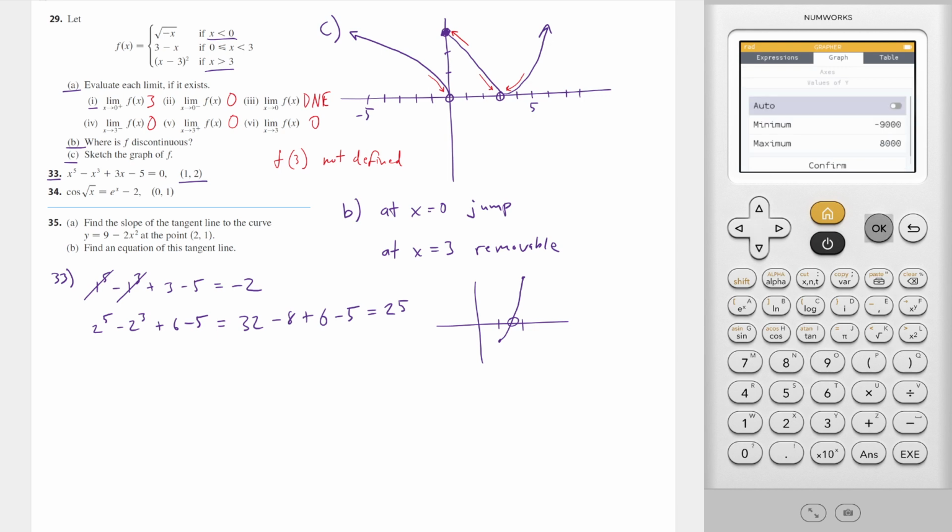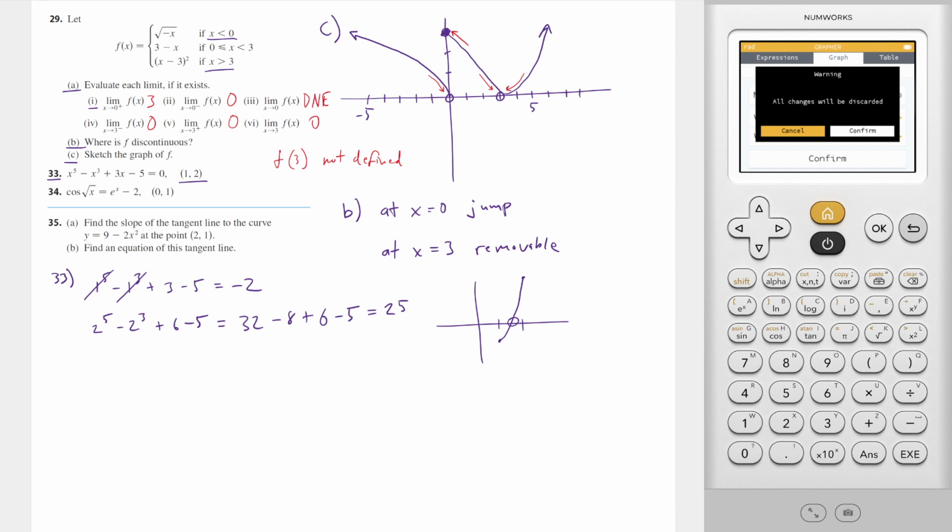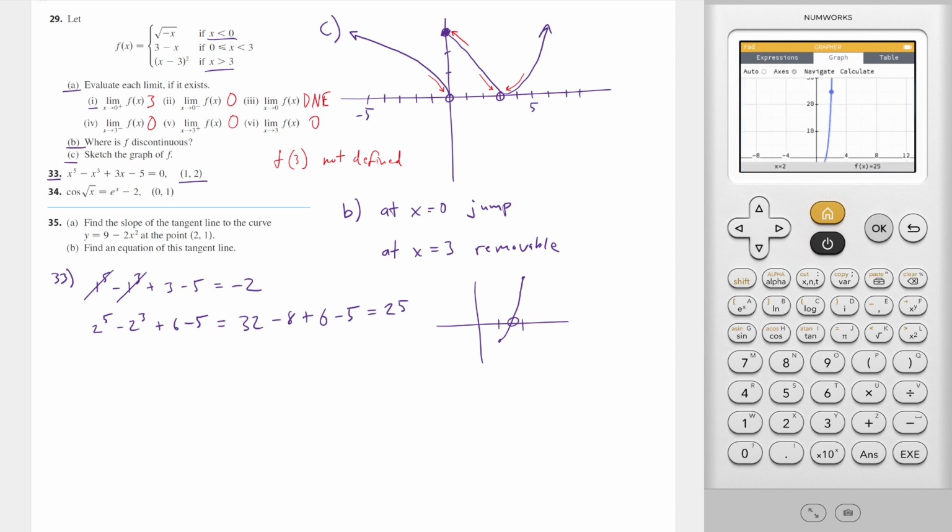Okay, so I don't want auto. I want, let's see, -5 up to, I guess we can go up to like 30. So I get the 25 in there. Okay, and let's confirm that. And, oops, no, don't want to do that. Confirm.